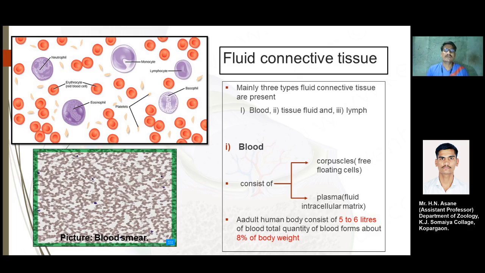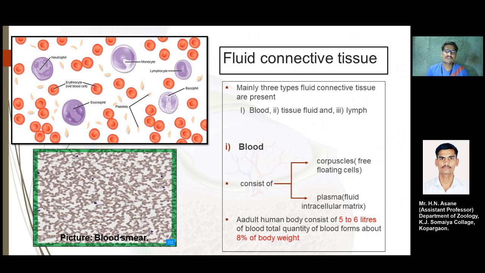Mainly in animals, there are three types of fluid connective tissue present: the blood, the tissue fluid, that is the cytoplasm, and third one is the lymph or the hemolymph, which is present in the insects. So we are now concentrating on the first one, that is the blood.